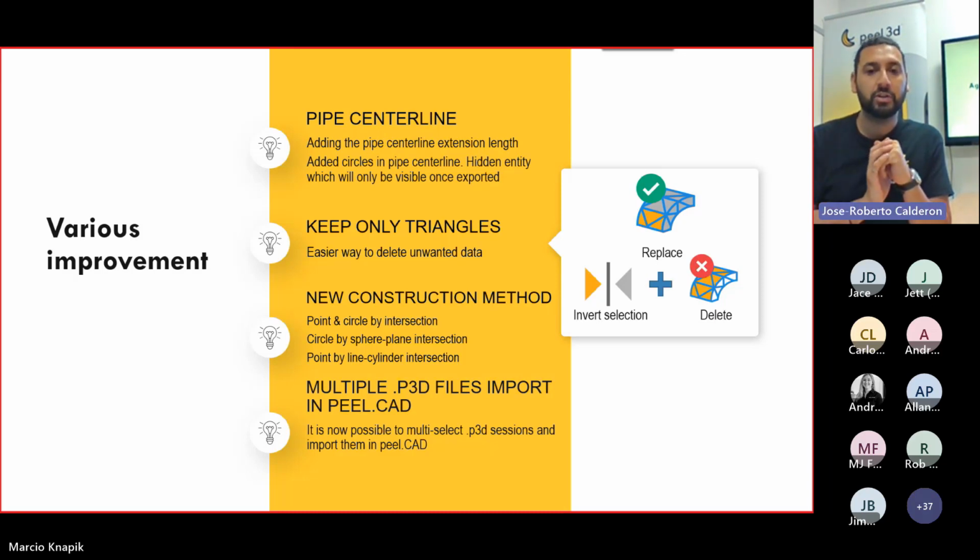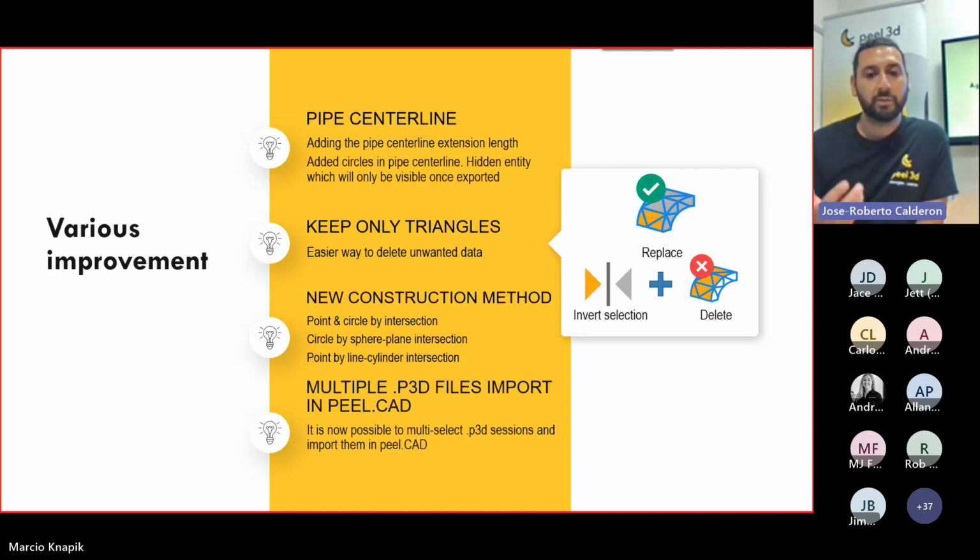For the keep only triangles, we've added that feature that we had in PeelOS. We have it now in PeelCAD. So now instead of doing a selection, invert selection, and delete, you could basically select what you want to keep and delete everything else that you don't need. So that is a new little improvement that we've done. And with the new construction methods throughout the geometrical features that we create, we have new construction methods. For example, we have the point and circle by intersection.